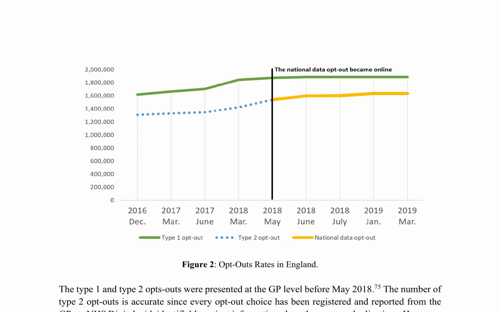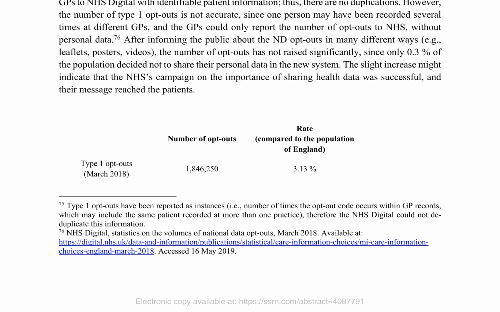The number of opt-outs remains relatively low, with only 0.3% of the population deciding not to share their personal data in the new system. Table 2 provides a comprehensive overview of the opt-out rates in England, with Type 2 opt-outs converted to ND opt-outs in May 2018. The ND opt-out rates slightly increased, potentially indicating the success of the NHS's campaign on the importance of sharing health data.